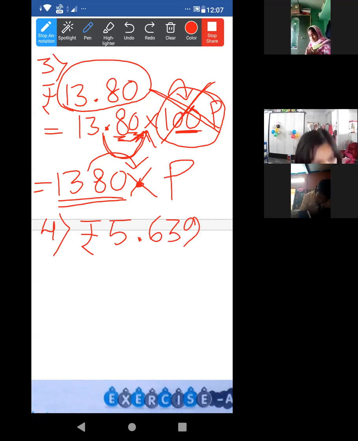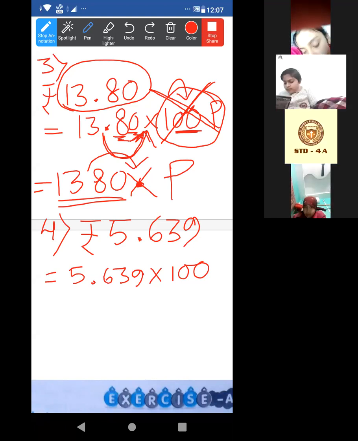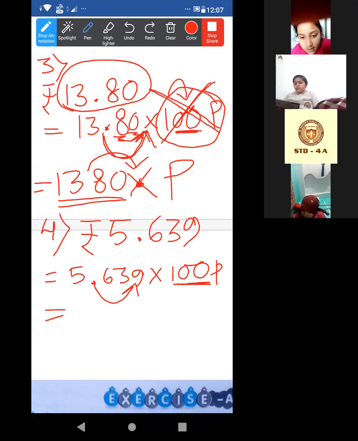Rupees 5.639. Be careful. 5.639 into 100. Yes or no? Into 100. Okay. Farzana, Afrina, yes. After that, look, how many zeros are there? 2. So this decimal point will move 2 places to the right. Yes? So it will come here.